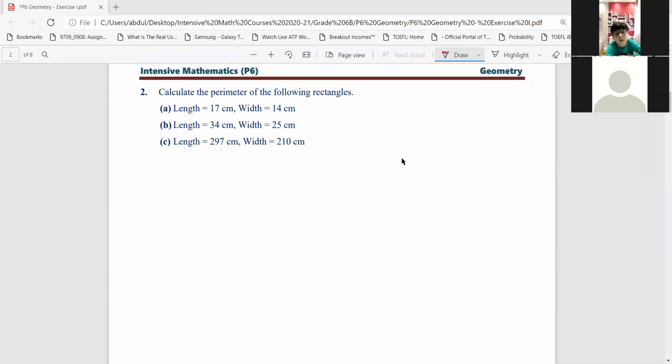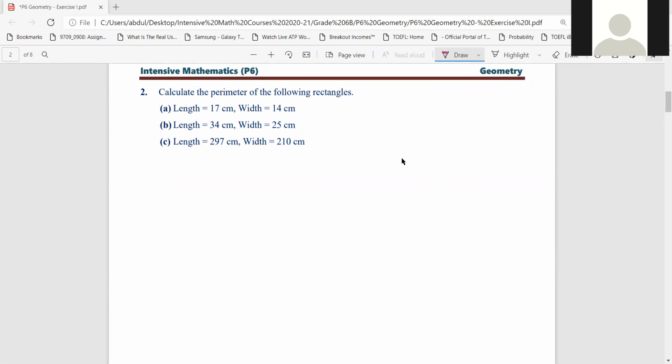All right. So how about question 2? It says calculate the perimeter of the following rectangles. And you also know how to find the perimeter, right? Perimeter is equal to 2 times (length plus width). Length is 17 and width is 14. 17 plus 14 is equal to 31. 2 times 31 is equal to 62 centimeters.